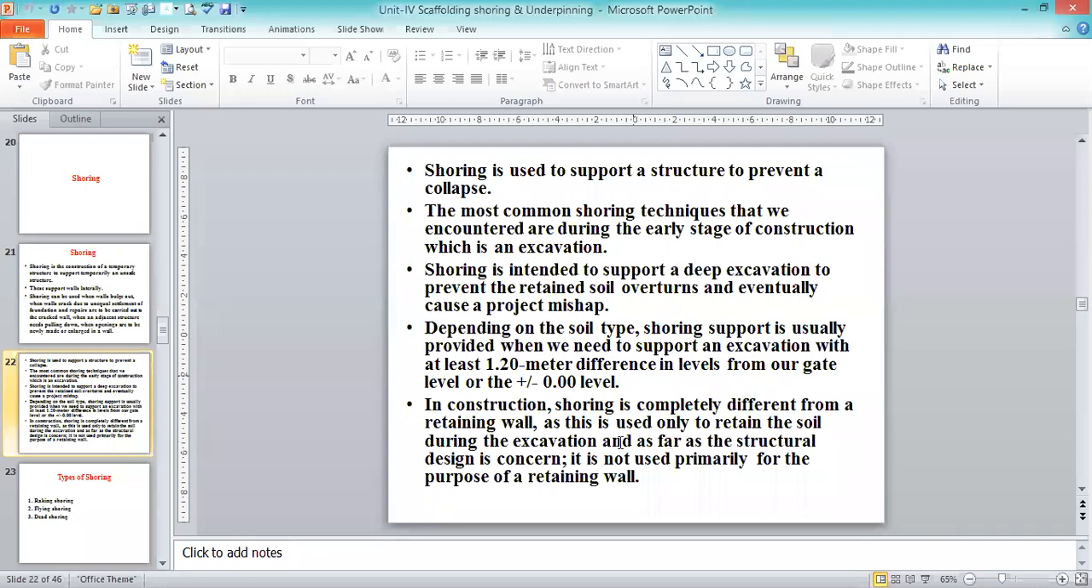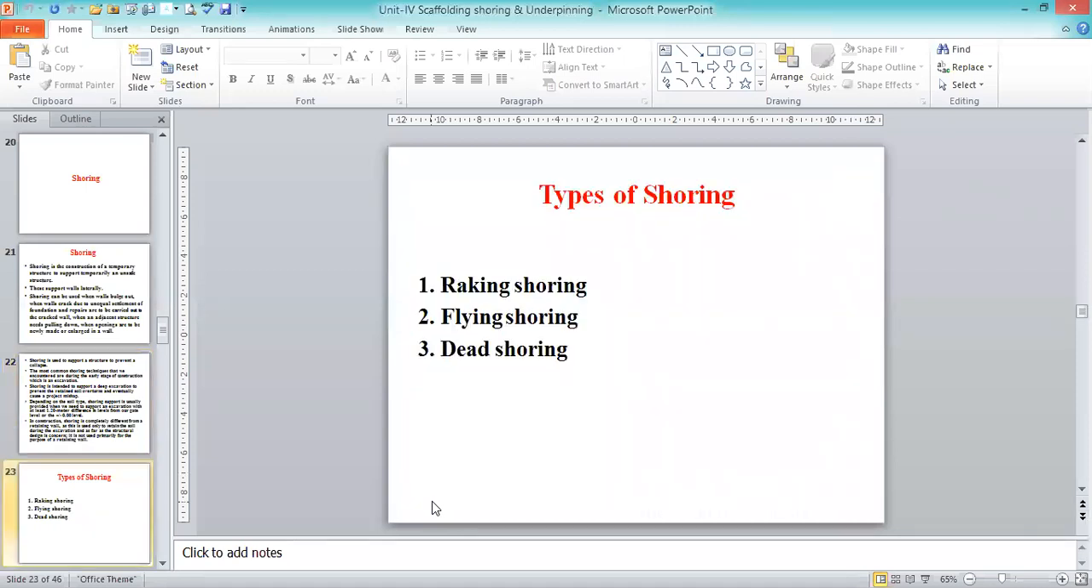So this is about how we define shoring, and in what situations we have to use it. Then we can go for the different types of shoring. There are three types of shoring, used depending upon the situation or circumstance. One is racking shoring, the second is flying shoring, and the third is called dead shoring.